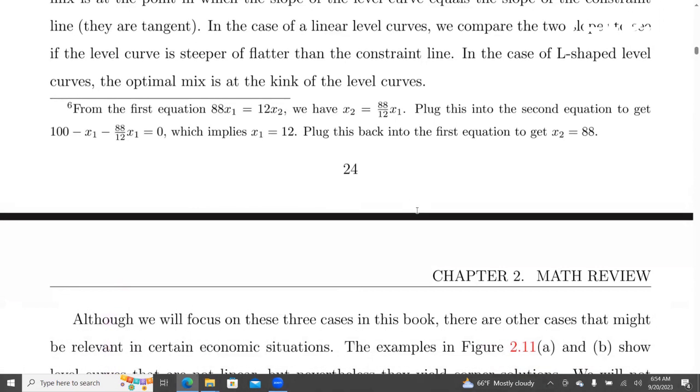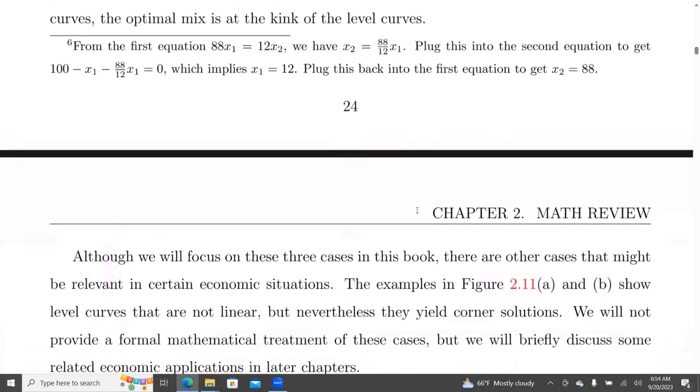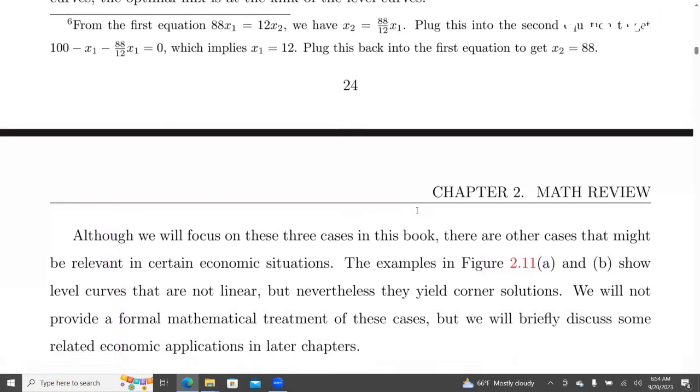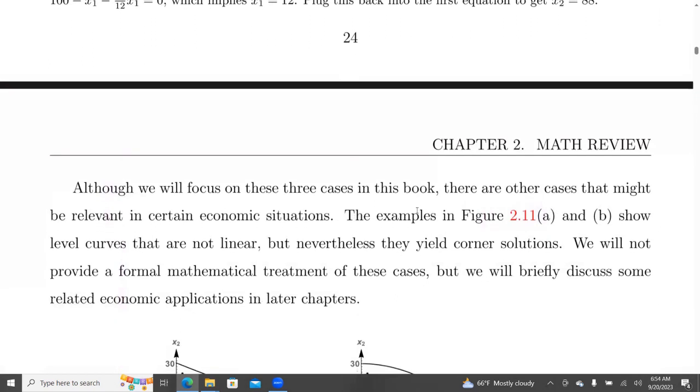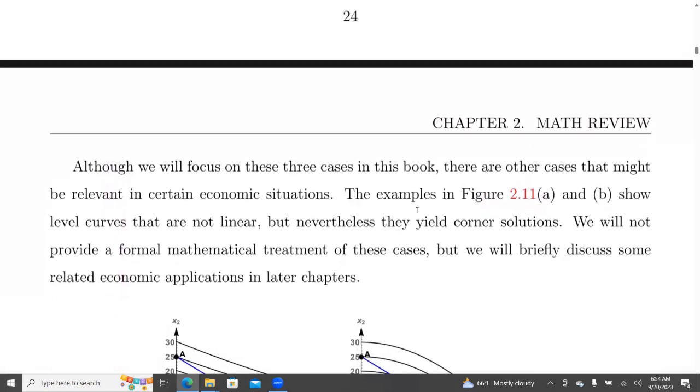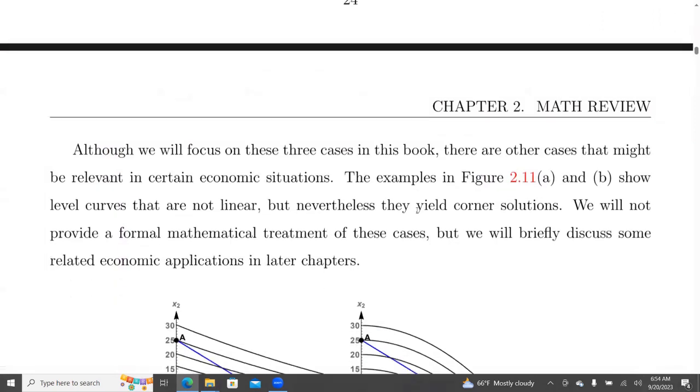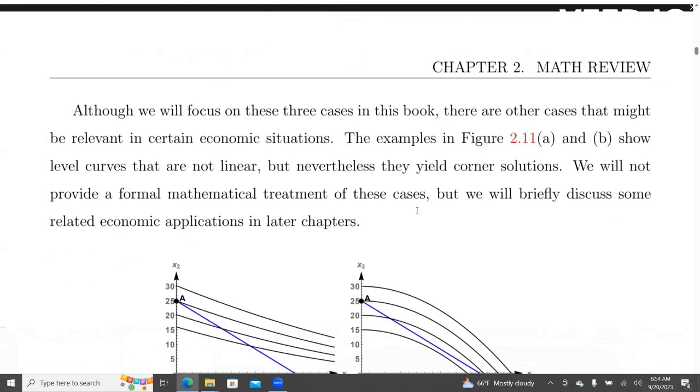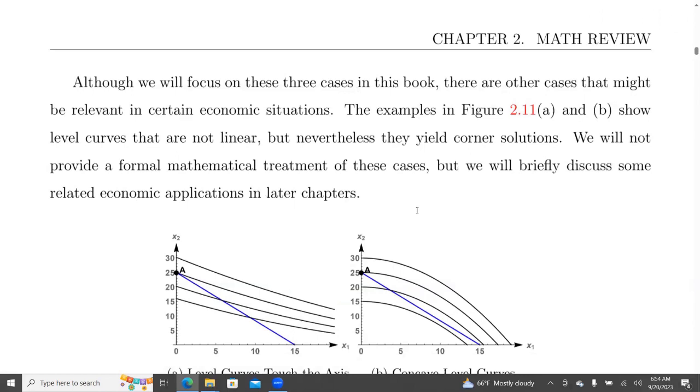Sometimes if I scroll a little bit, this course is supposed to be two things. We're supposed to be actively learning, and I know it's a little bit silly, but we are just kind of reading the entire book from beginning to end. So if we scroll, we can kind of choose how much we read. Although we will focus on these three cases in this book, so it's good news.